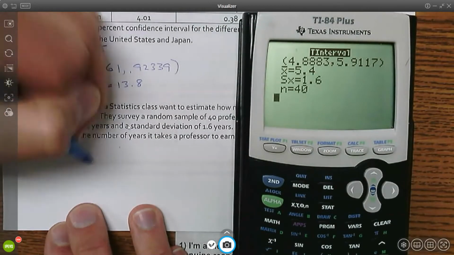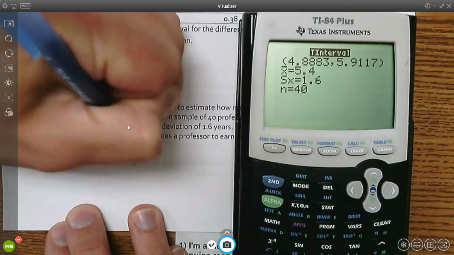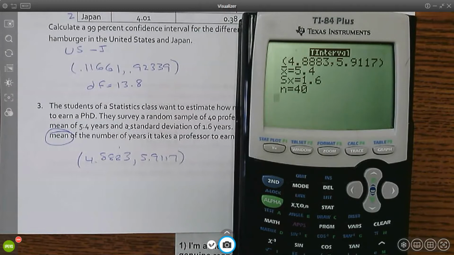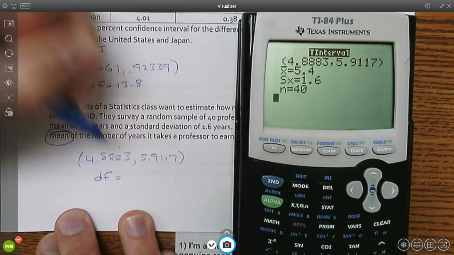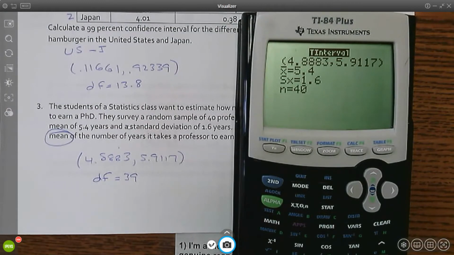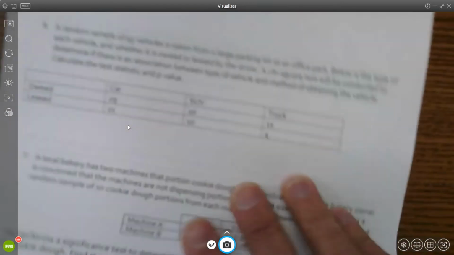So here we go. 4.8883 to 5.9117. You'll notice here there is no degrees of freedom spit out. For the 1-sample t-test and t-interval, it won't. You have to understand for this, it's just your sample size minus 1. But hopefully you put that in the plan step. So, all right, there's the first 3. Let's keep on trucking.